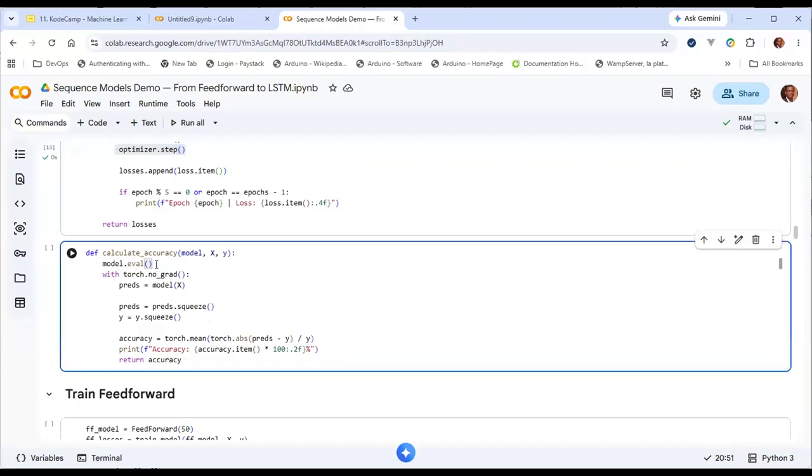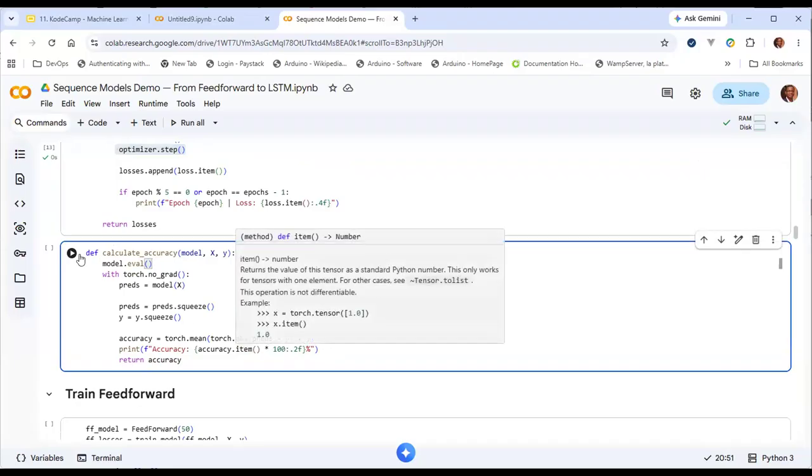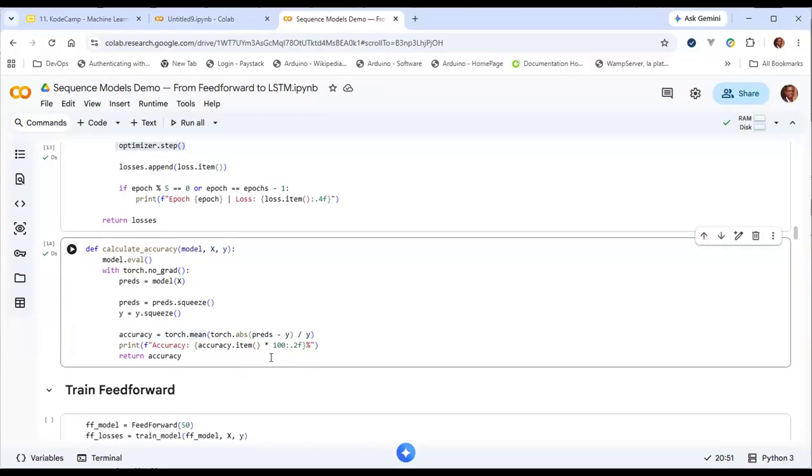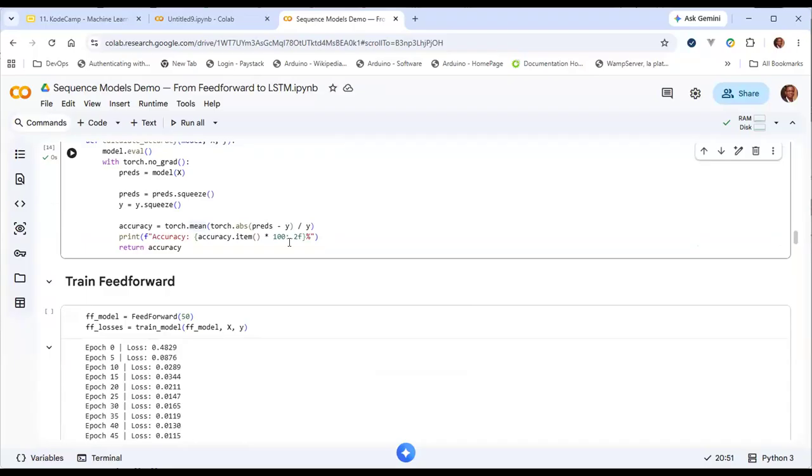Then this is the evaluation part of the function where we just calculate accuracy. Accuracy is basically how far away the prediction is from the actual value. This is the mean absolute error actually. You're taking the mean of the absolute value of the differences. So it's interesting that I did mean, yeah, okay, that's correct. Mean in one direction, mean divided by y. I need to check that.